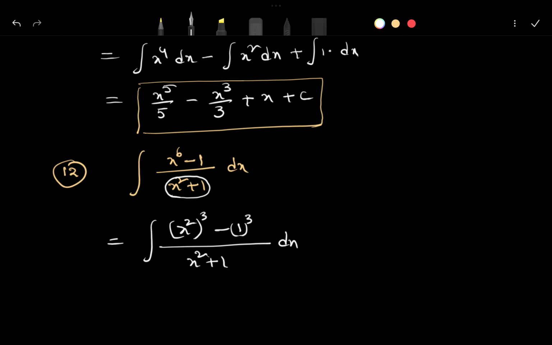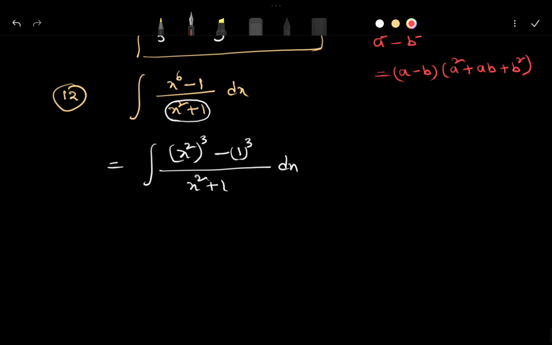See, it is in the form of a cube minus b cube. The a cube minus b cube formula is (a minus b) into (a square plus ab plus b square). So now you apply this formula in this one. Before you write that, you have to note the denominator is x square plus 1.